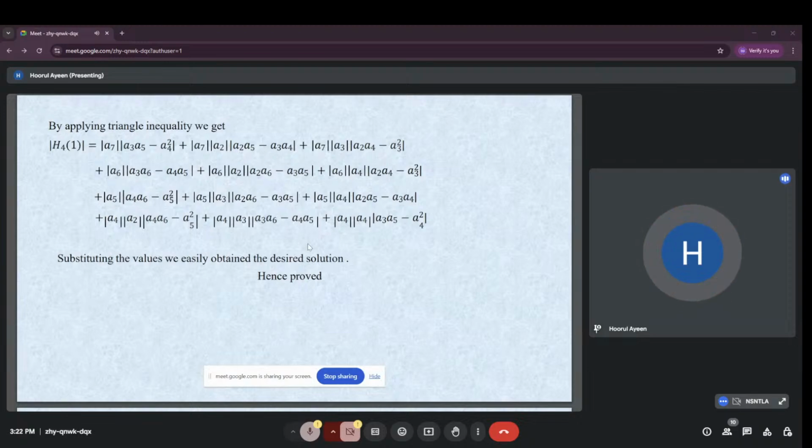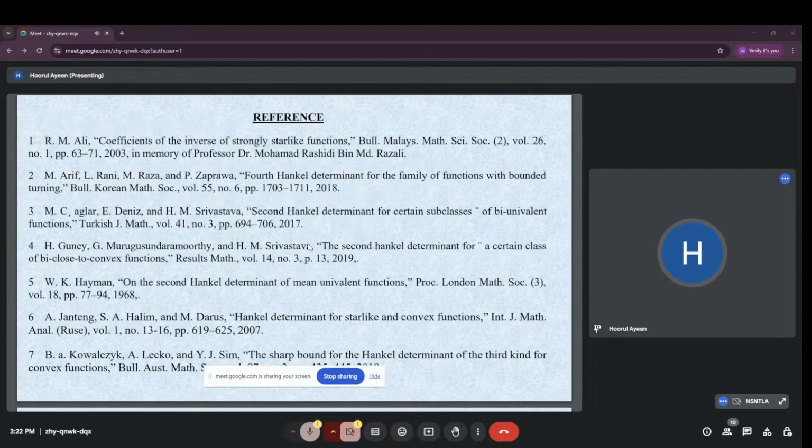By using this research, one can find similar bounds for different subclasses of analytic functions. So this is my reference part.